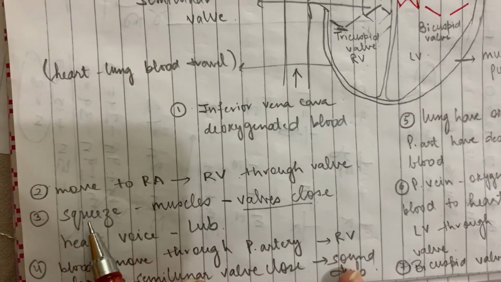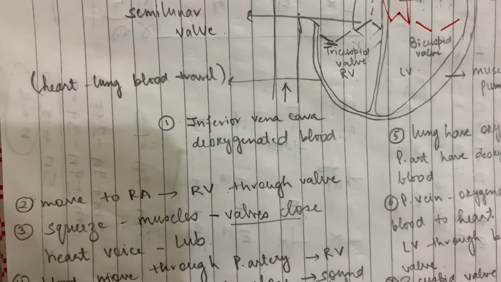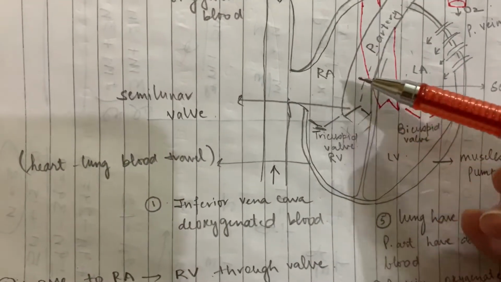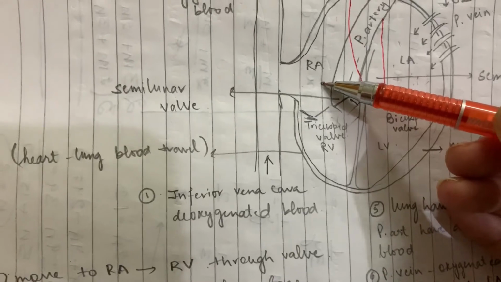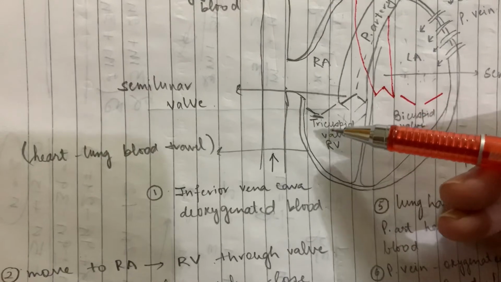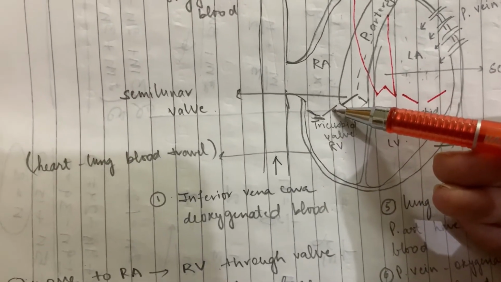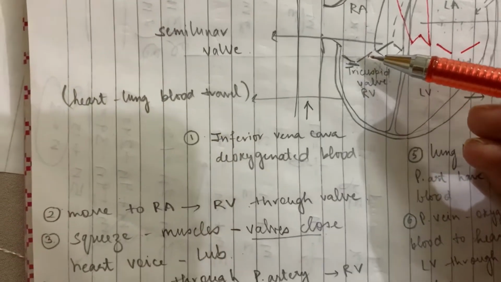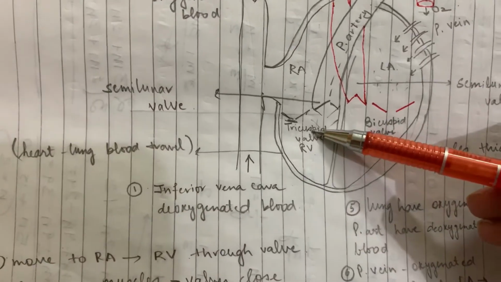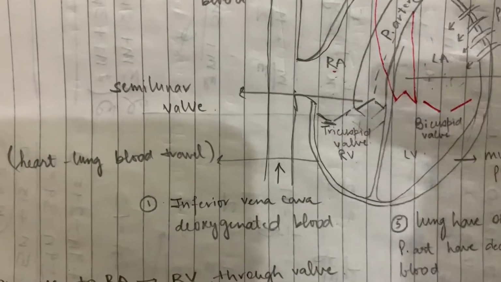Now the second point is it squeezes the muscles and the valve closes, that is a heart sound, lub, is heard. That means as soon as the oxygenated and deoxygenated blood moves to the right ventricle, these valves get closed so that there is no backflow. And as soon as these valves are closed, a sound is heard which is called the lub sound. And when this part squeezes, this part gets contracted.